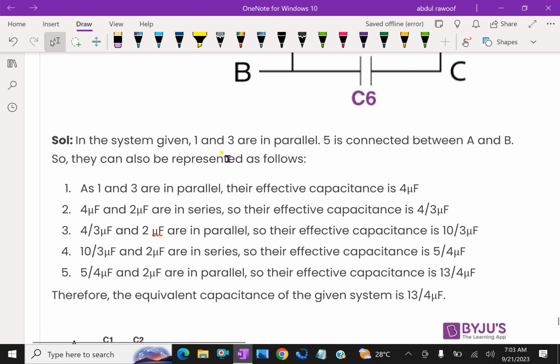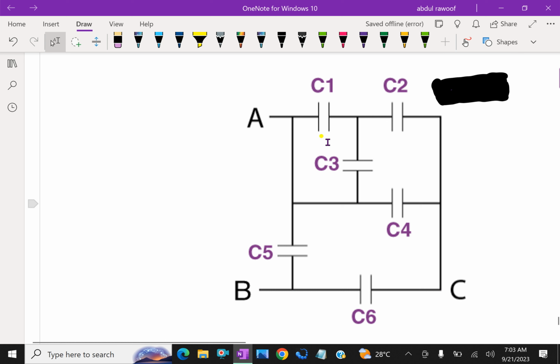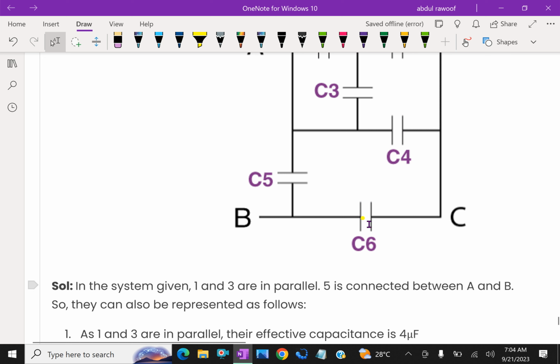In the system given, 1 and 3 are in parallel. That is, 1 and 3 are parallel, and 5 is connected between A and B. So they can also be represented as follows.